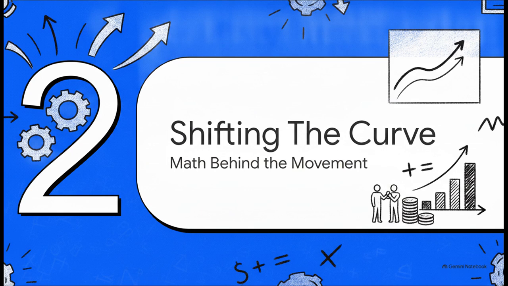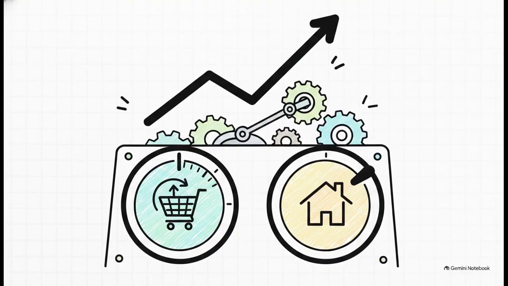Moving on to section 2, shifting the economic curve and the math behind the movement. Now, please don't let the math intimidate you here. It's actually quite elegant once you see it. The economy's dashboard basically operates just like the standard equation of a straight line from algebra class, y equals mx plus c. I want you to think of M and C as the actual dials that control our economy.